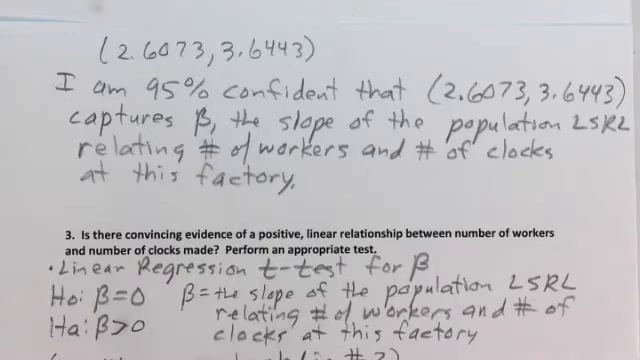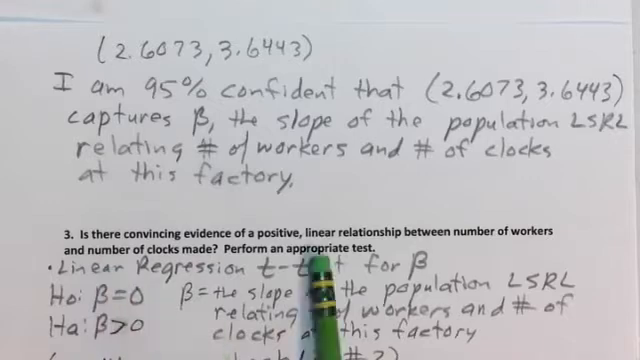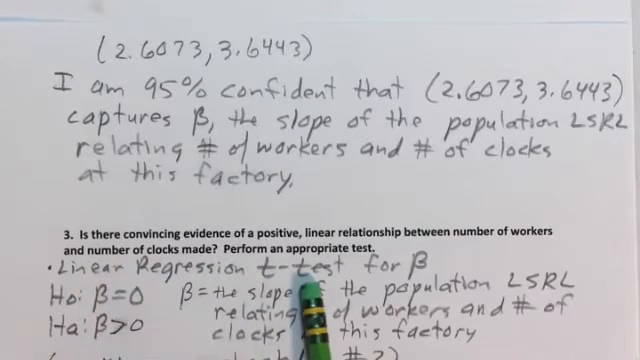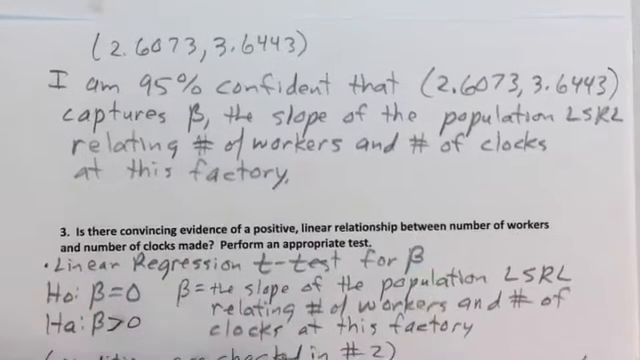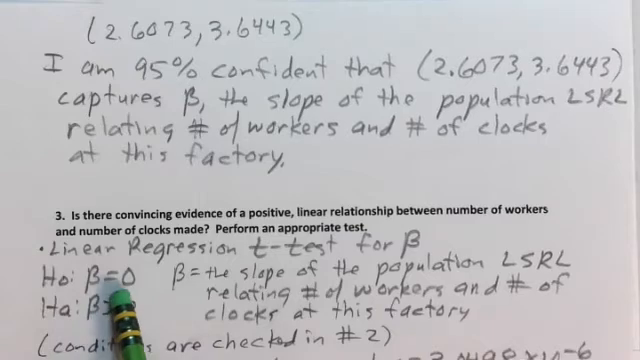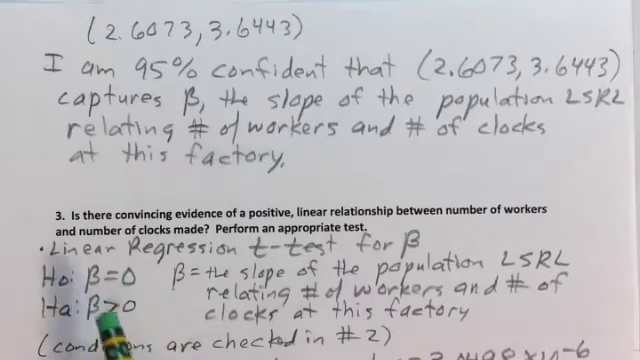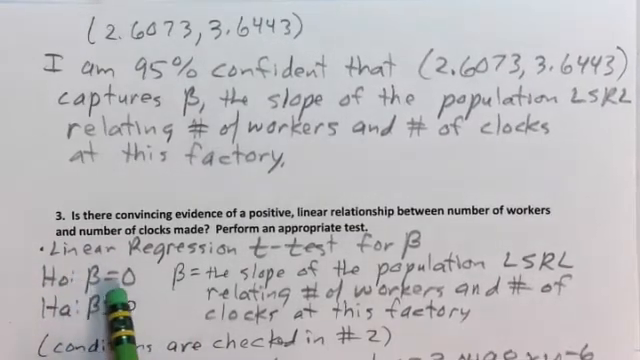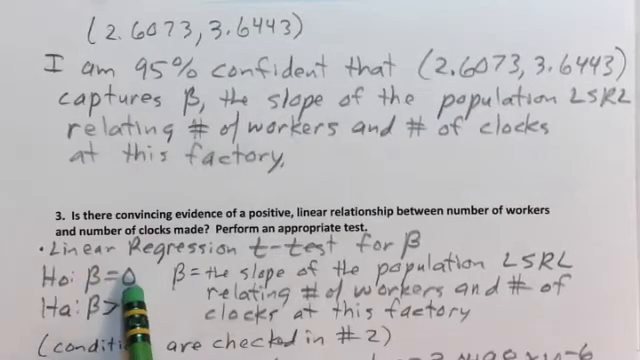A linear regression t-test tells us whether or not we have evidence of a relationship between two variables. When you're asked to do a test with linear regression, the name is linear regression t-test for beta. Your null hypothesis is always going to be that beta is equal to 0. So it's really similar to what we did before. The null hypothesis is that there's no relationship between the two variables.